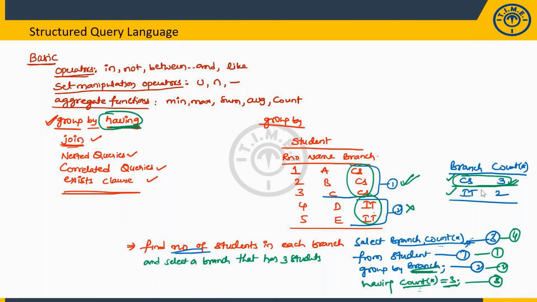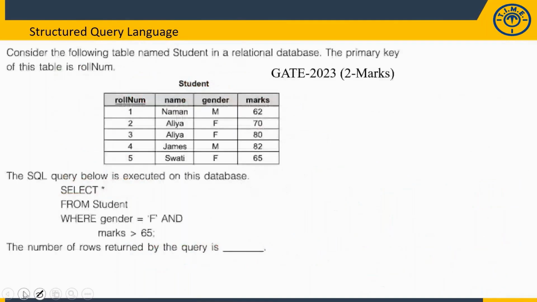Okay. Okay. Yes, sir. Clear, sir. Right. That's about GROUP BY and HAVING. Anything else, please ask me. Okay. Don't worry. I'll explain to you. At least this way I can explain to you.